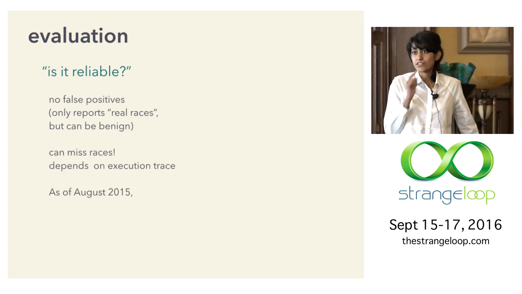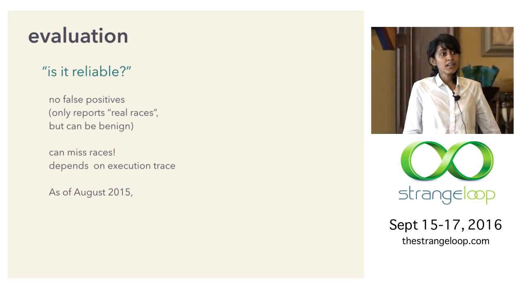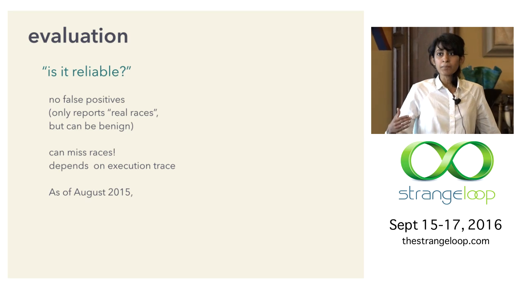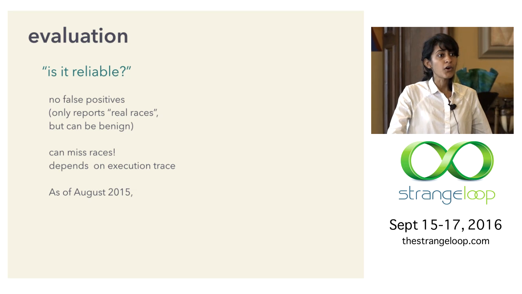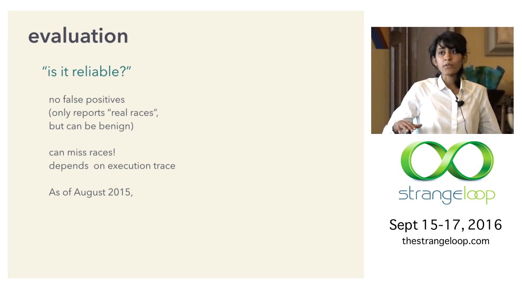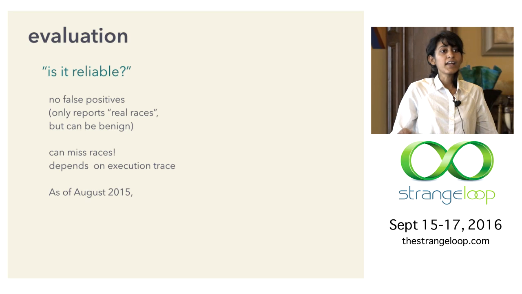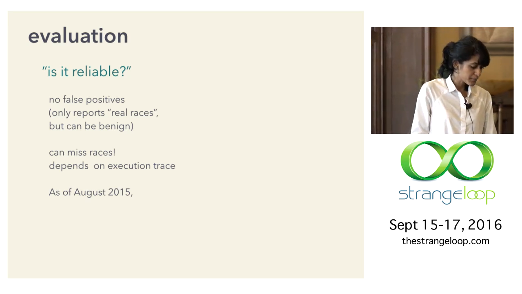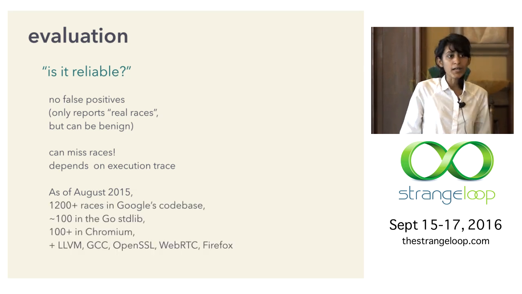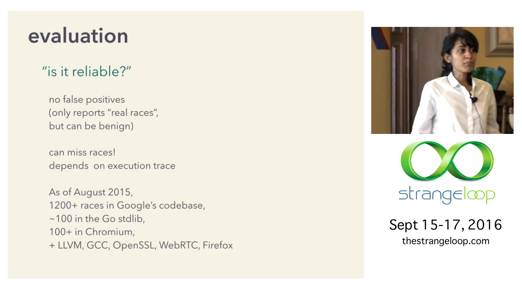It can miss races, though, and this is important. This is a property of dynamic race detectors: they depend on the particular execution of the program that you run them on. So for example, if we ran our example program enough times, there would be at least one execution where there wouldn't be a data race. And in that case, the race detector wouldn't report a race. So it depends on the actual events that occur. And is it reliable? Well, yes, it's battle proven. Like we said, Google, LLVM, there are a number of users out there.